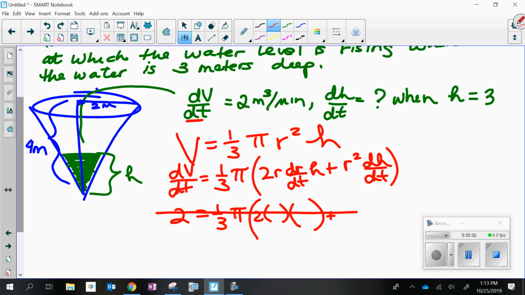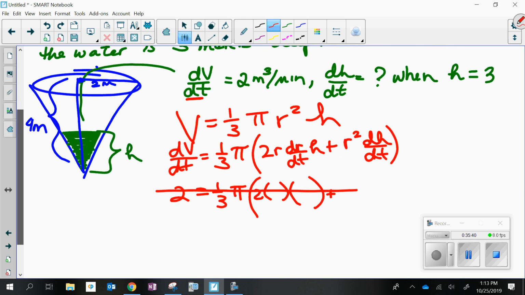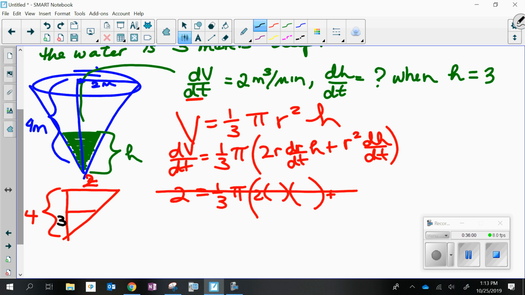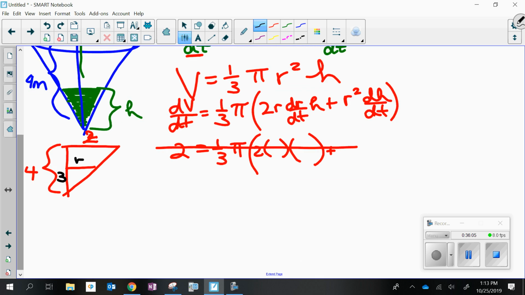Isn't it a similar triangle? Yes, it will. The entire cone has a height of 4 and a radius of 2. And you set it up so that, if you know the height is 3 at that moment, then 4 is to 2 as 3 is to r. So 4 is to 2 as 3 is to r. Everybody get that? Okay.